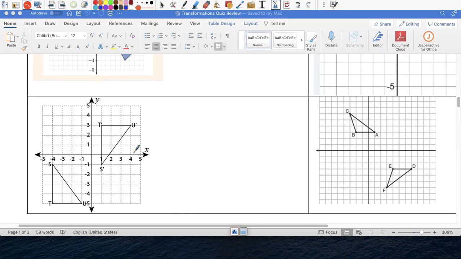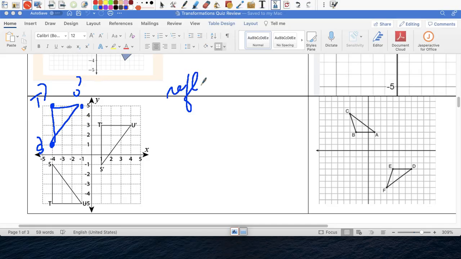Let's see if that works. Oh, I can reflect it. So point S, I can, no, can I? Well, let's reflect point S this way. S prime. Point T would be at 5, right? And point U would be here. So if I reflect this, I'm trying to figure out, if I reflect it, it looks like this.